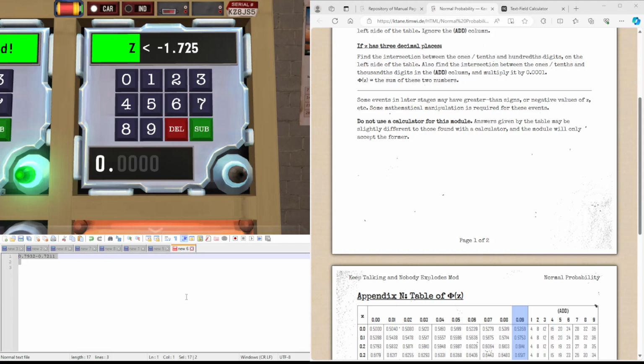Because, say this z is greater than negative 1.725, you would first try and get rid of the negative by taking 1 minus. Or you first flip the sign, I think this would do. So less than that.